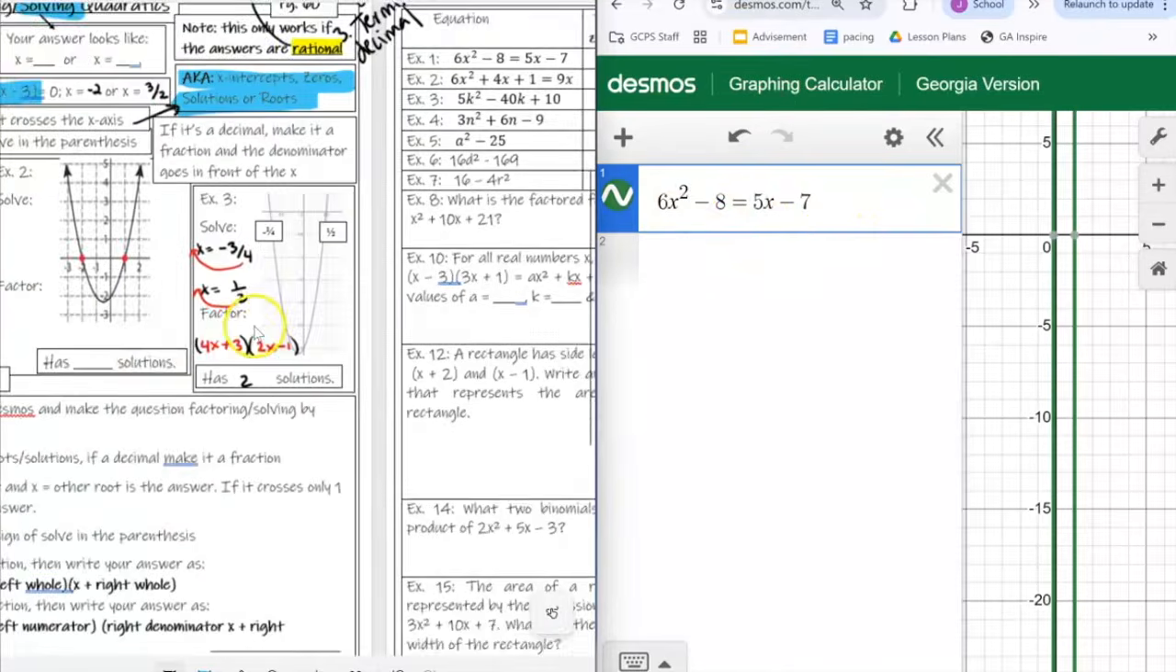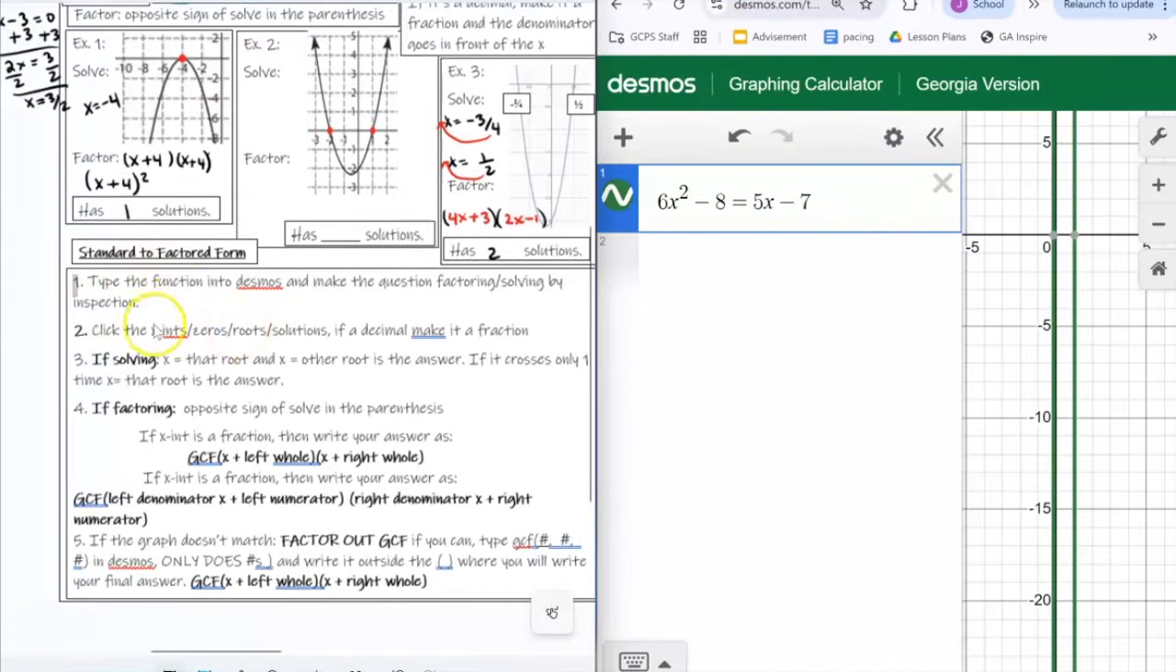All right, so once we've typed in your function, it says click the x-intercepts, the zeros, the roots, the solutions. If it's a decimal, make it a fraction. So I'm going to click mine. I have 2 solutions. Mine, one is a decimal and one is a fraction. All right, so again, click yours.